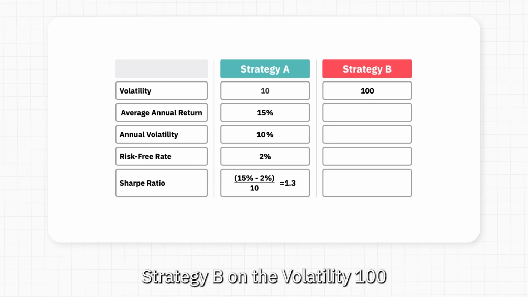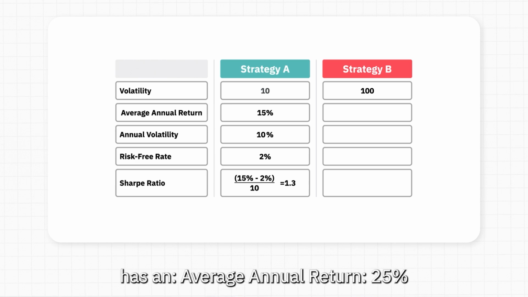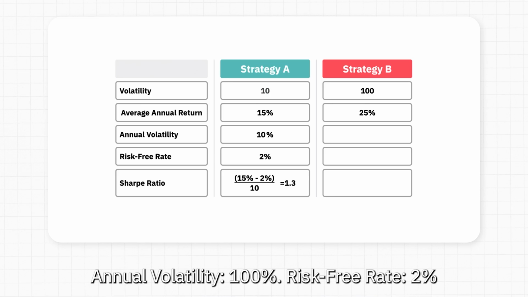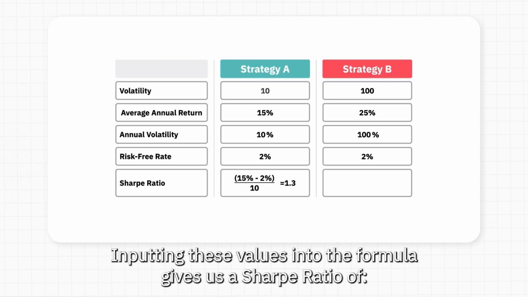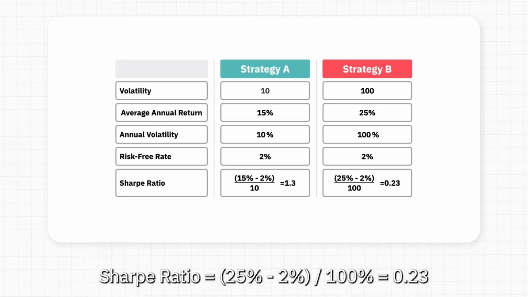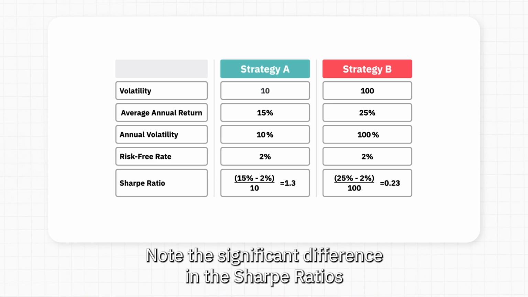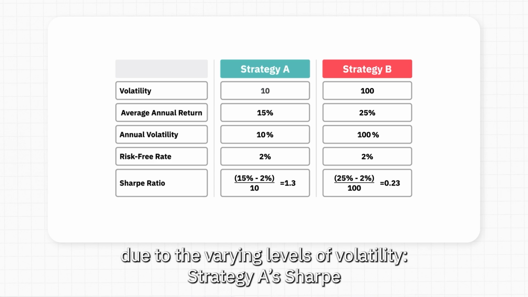Strategy B on the volatility 100 has an average annual return of 25%. Annual volatility 100%, risk-free rate of 2%. Inputting these values into the formula gives us a Sharpe ratio equals 25% minus 2% divided by 100% equals 0.23. Note the significant difference in the Sharpe ratios due to the varying levels of volatility.